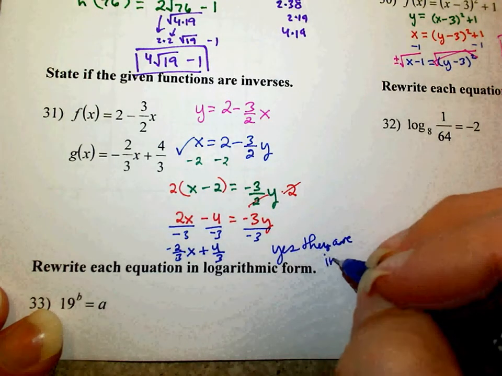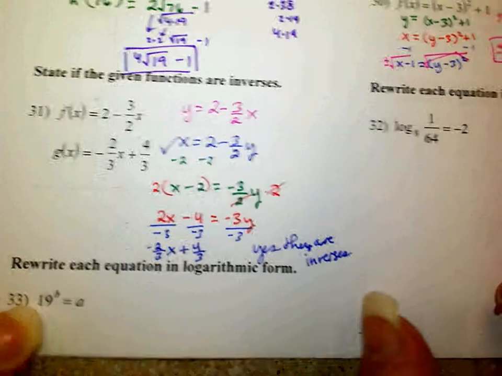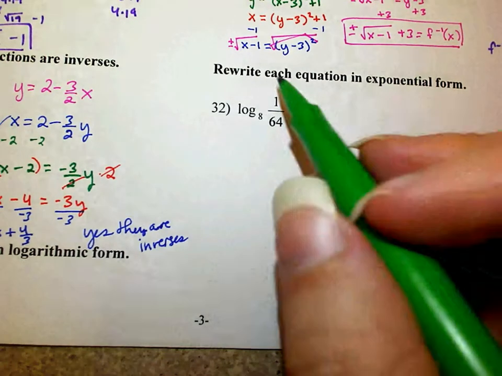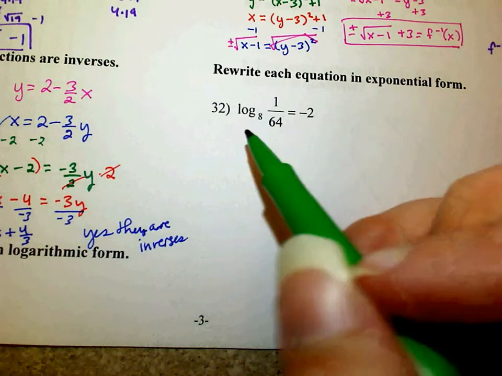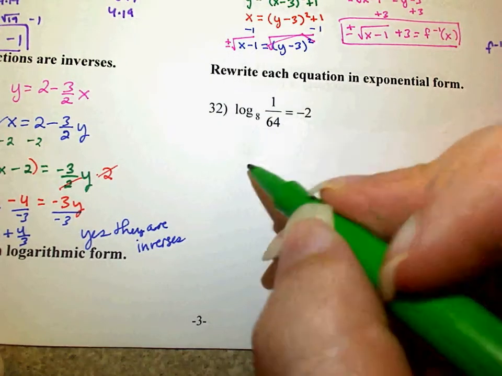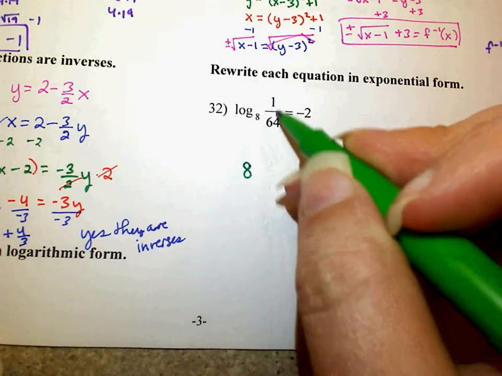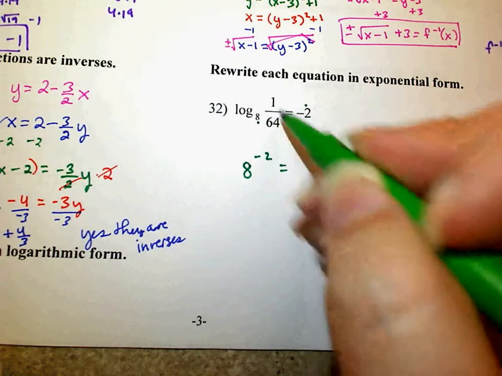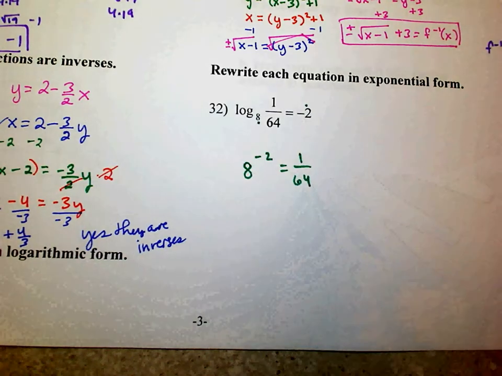Okay, let's talk about 32. It says rewrite each expression in exponential form. This is log form. Remember, the base of the log is the base of the exponent. It can't be 1 over 64. It's 8 to the negative 2 that has to equal 1 over 64. So to go backwards, 8 to the negative 2 equals 1 over 64.